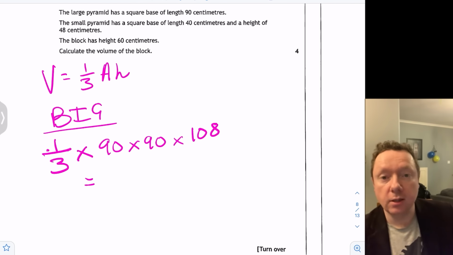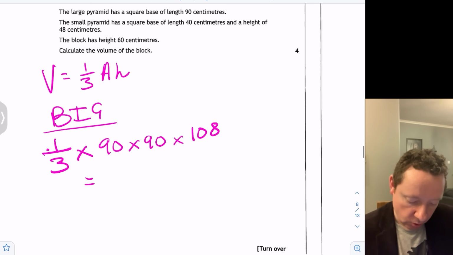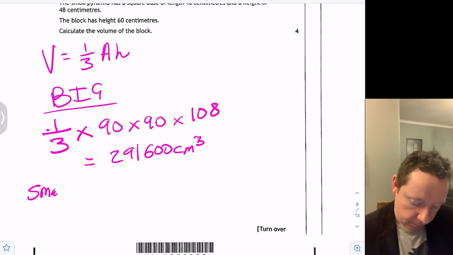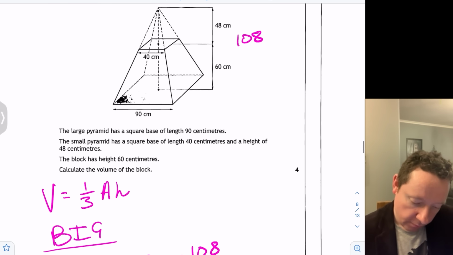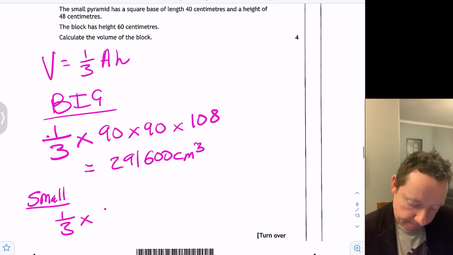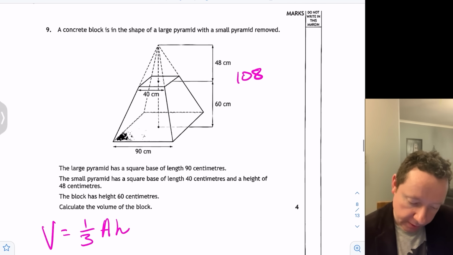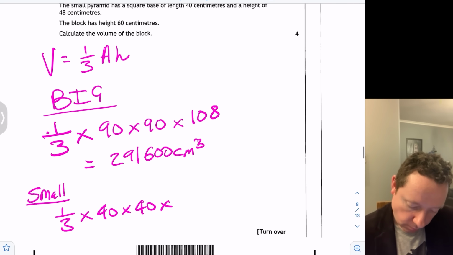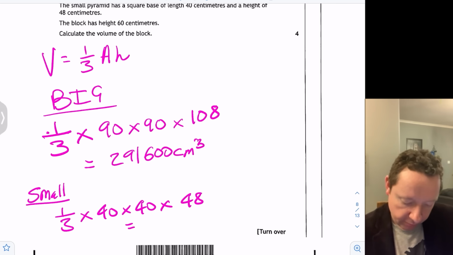So just get a calculator to work that out. 291,600 centimeters cubed, I suppose. And then the small one, that's going to be a third times 40 times 40 times the height of that pyramid, which is 48. That gives us a total of 25,600.